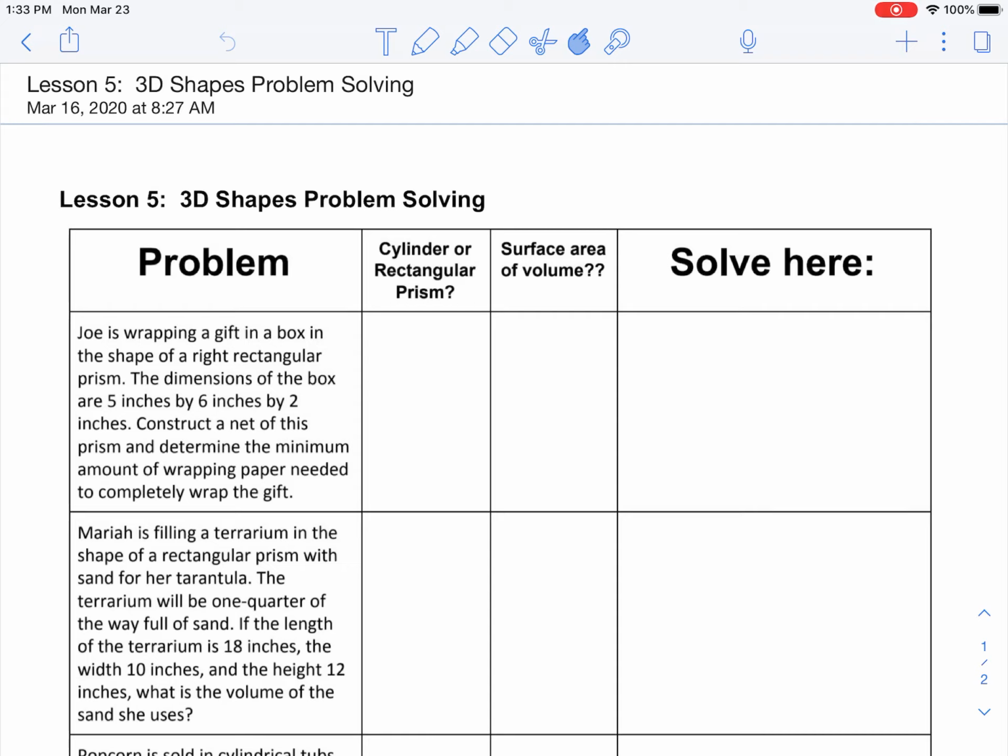Taking a look at the first one: Joe is wrapping a gift box in the shape of a right rectangular prism. The dimensions of the box are 5 by 6 by 2 inches. Construct a net of this prism and determine the minimum amount of wrapping paper needed to completely wrap the gift. The first section asks, is it a cylinder or rectangular prism? We can go back and highlight, it is a right rectangular prism.